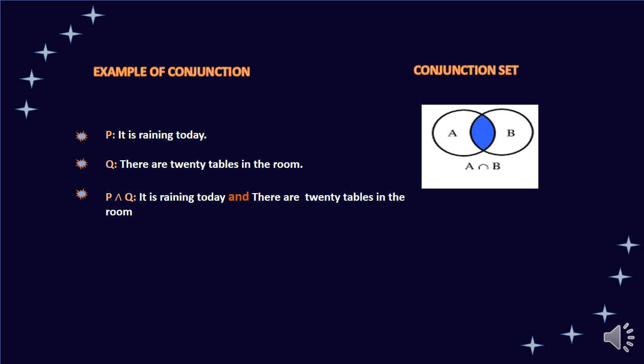The right side of the panel shows the conjunction as a set. The first set is A, the second is B. The center portion is A intersection B, that is, the center portion is in A and also in B.